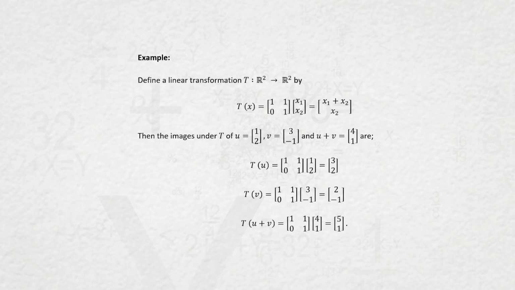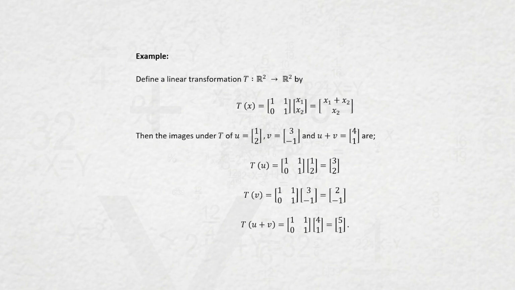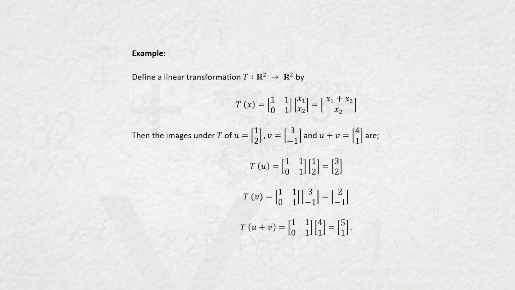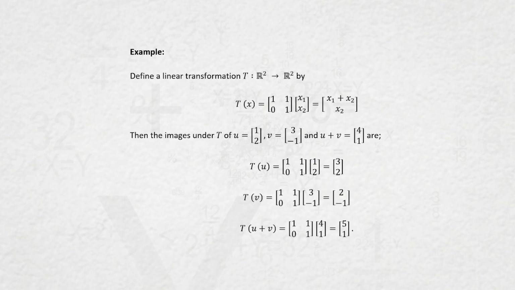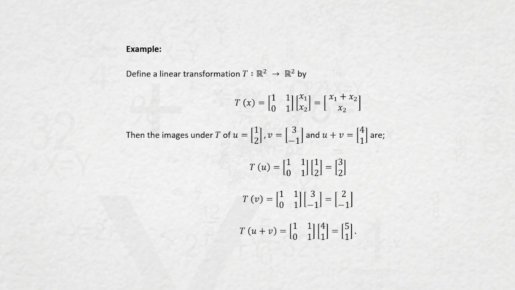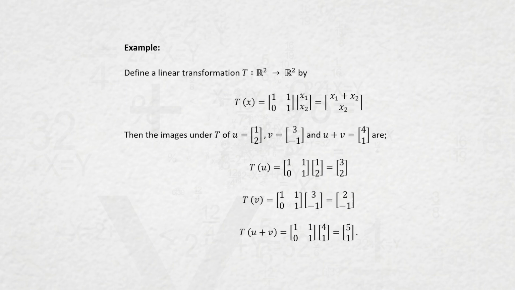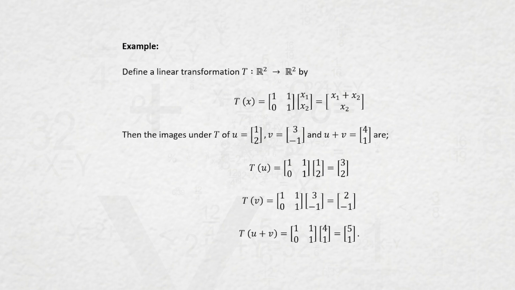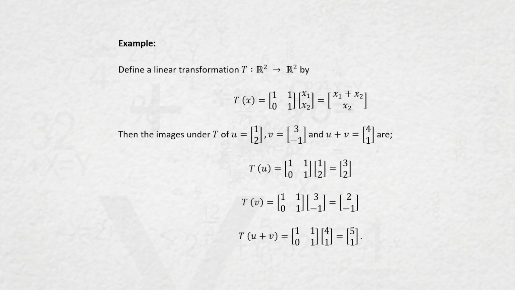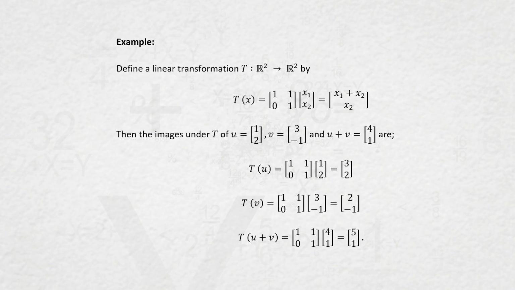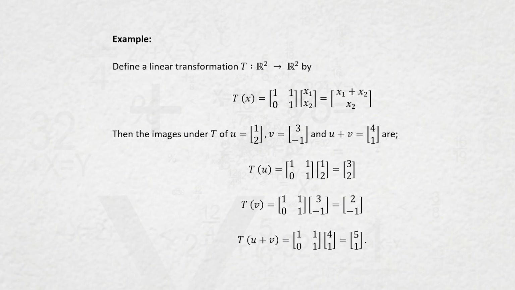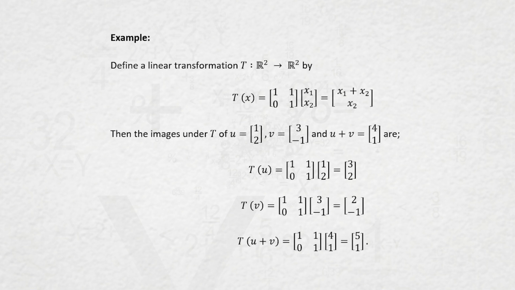Next, we shall see another example. We are going to define a linear transformation from R squared to R squared defined by T of x is equal to the matrix [1 1; 0 1] multiplied by x1, x2 as a column matrix. That is how we are going to define T. Then the images under T of vectors u and v: if u is equal to (1, 2) as a column vector, v is equal to (3, -1), and u plus v will be equal to (4, 1). The images are T of u is equal to (3, 2) and T of v is equal to (2, -1), and T of u plus v is equal to (5, 1) according to the operation that we have defined already.